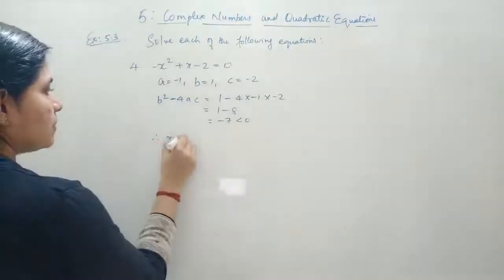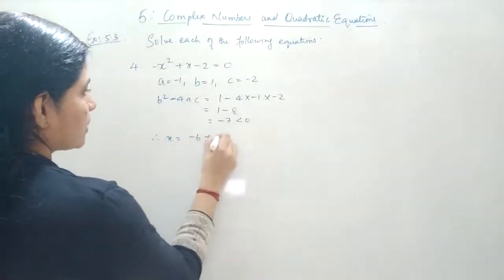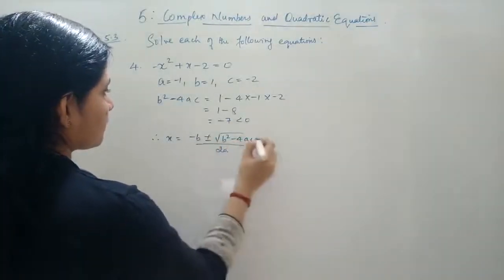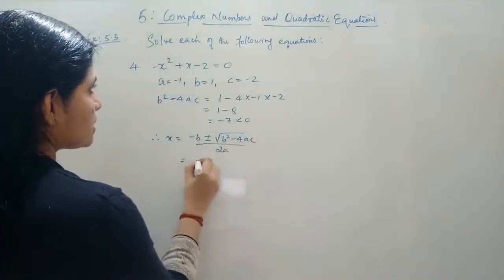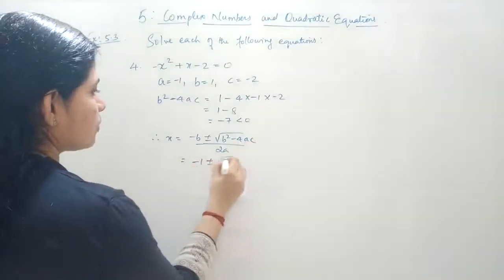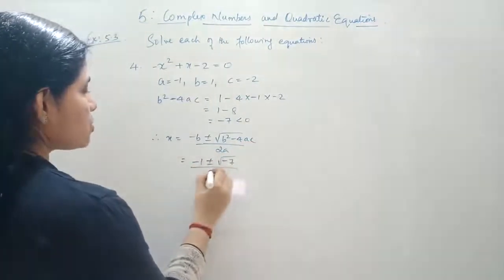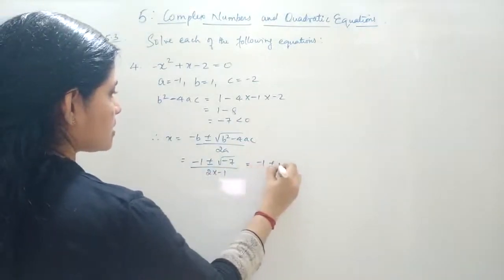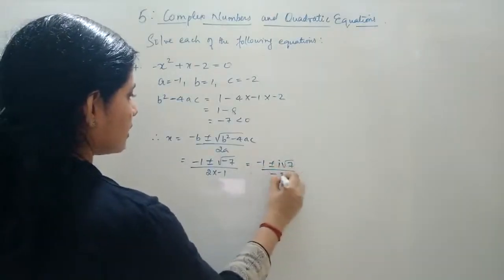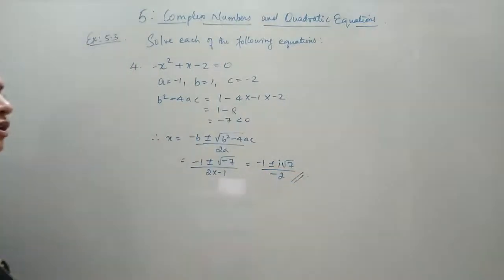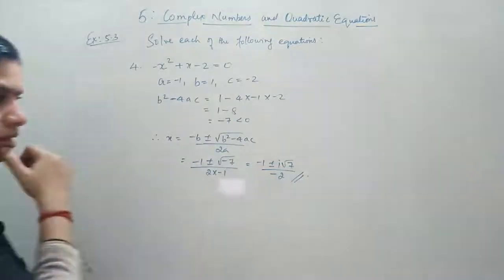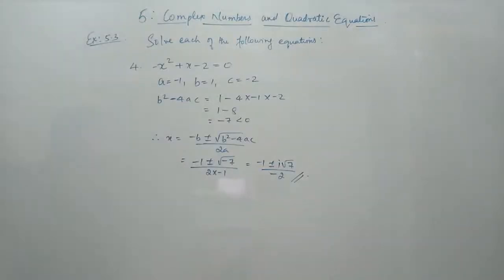Now x will be minus b plus or minus root of b square minus 4ac by 2a, which will give you minus 1 plus or minus root of minus 7 by 2 into minus 1, which is equal to minus 1 plus or minus i root 7 by minus 2. If you want, you can take it inside, then you will get 1 minus or plus i root 7 by 2 also.